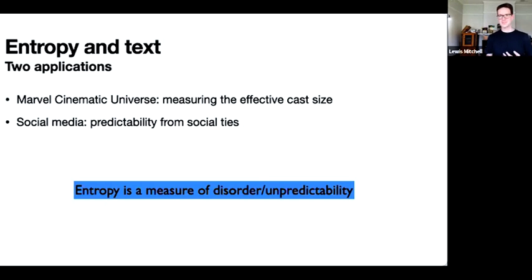You might have heard about entropy before. It's this idea from thermodynamics, and it's been pulled into information theory since about the 1940s. Essentially, you can think of it as a measure of disorder or unpredictability.